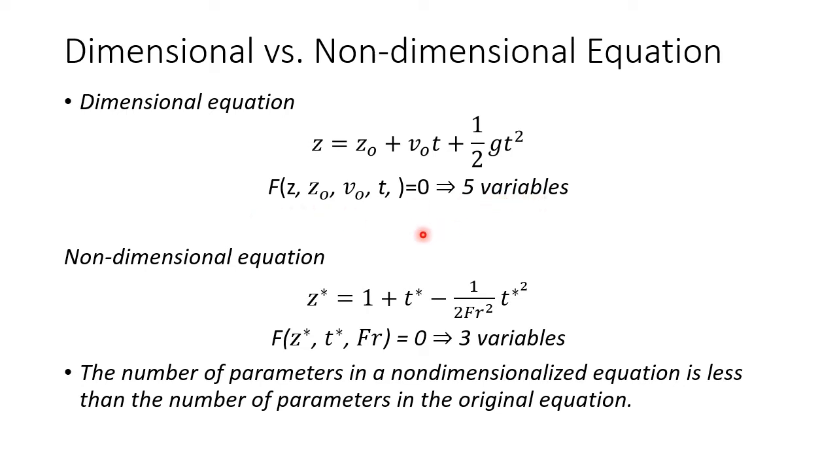But when we non-dimensionalized this equation and got the expression for the same problem in non-dimensional form, look here, we have only 3 parameters. The number of parameters in a non-dimensionalized equation is less than the number of parameters in the original equation. So now we will come to know the use of studying the non-dimensional equation. In the next slide I will explain the advantage of this.